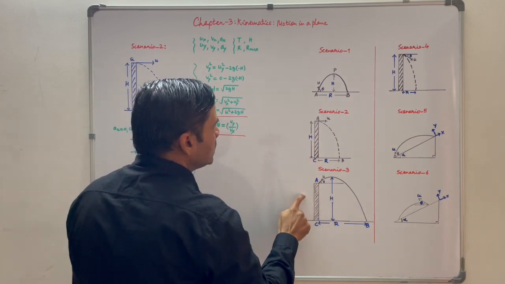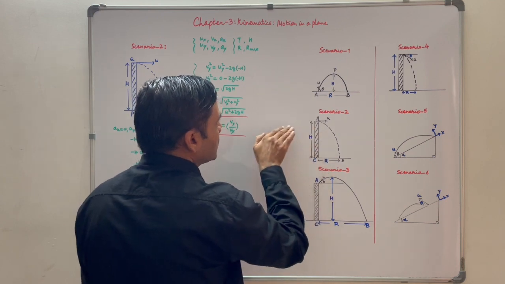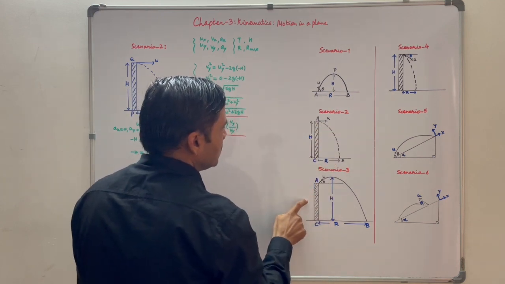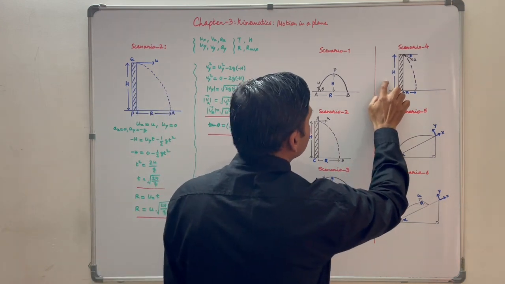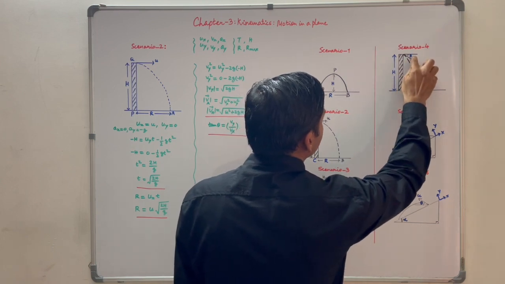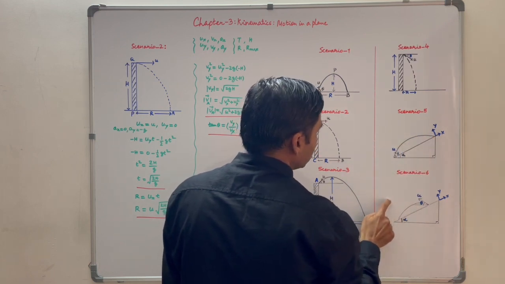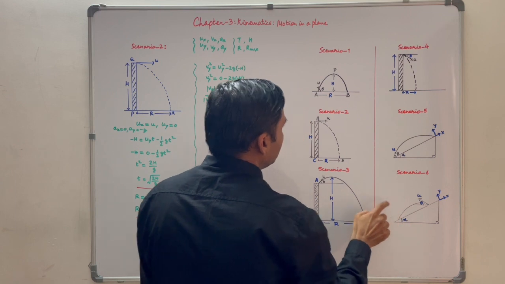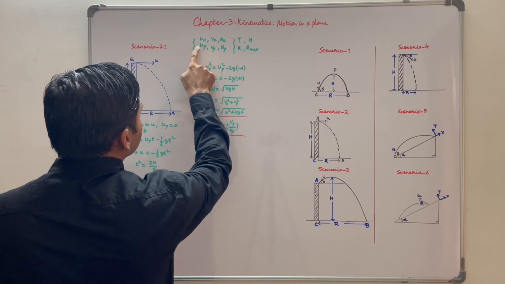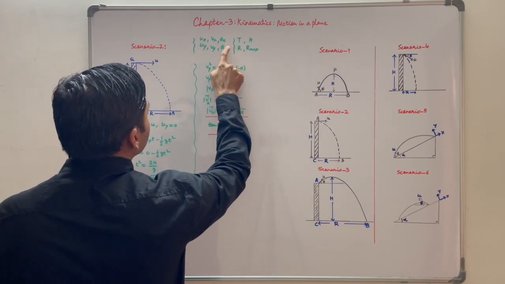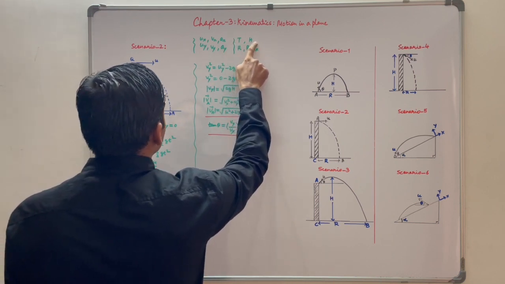In scenario 2, 3 and 4, a particle is projected from some height. In scenario 2, it is projected horizontally. In scenario 3, it is projected upwards at an angle theta with the horizontal. In scenario 4, it is projected downwards at an angle theta with the horizontal. In scenario 5, it is projected up the plane. And in scenario 6, it is projected down the plane. We will start with scenario 2. In all the scenarios, we will figure out ux, uy, vx, vy, ax, ay and calculate time of flight, range, maximum range and maximum height.